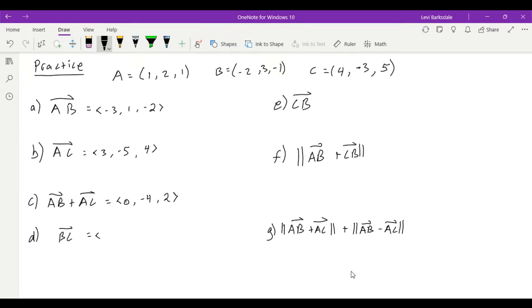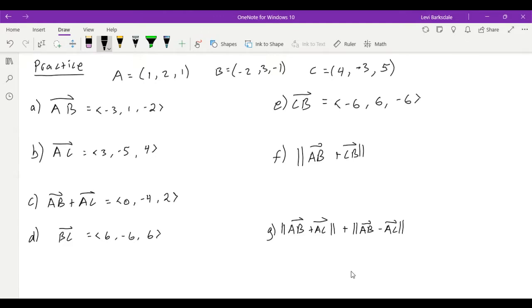Next, I can find vector BC. From -2 to 4 is an increase of 6. From 3 to -3 is a decrease of 6. And from -1 to 5 is an increase of 6. Now, I can find CB using the points themselves, or because I've already found vector BC, I know that BC goes from B to C, so negative BC would go from C to B, so I can just take negative BC. That would be -6, +6, -6.